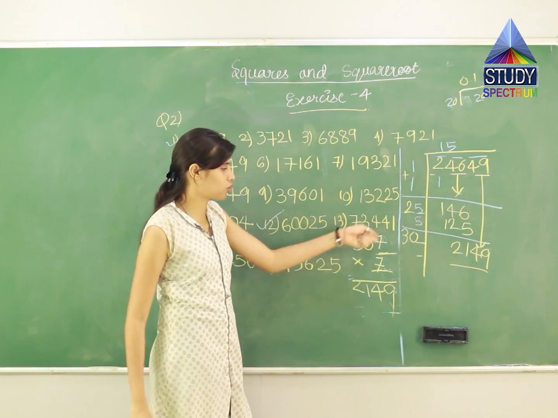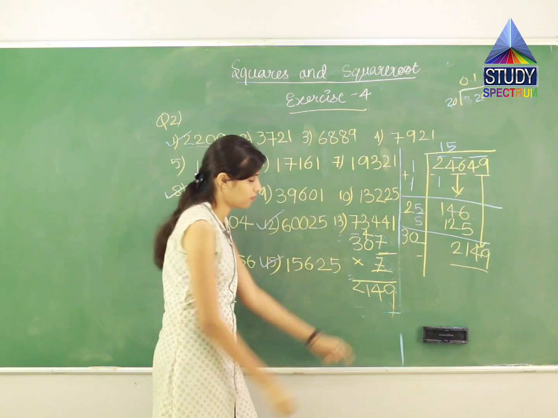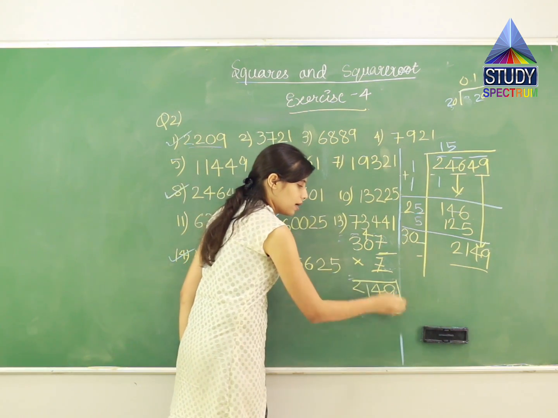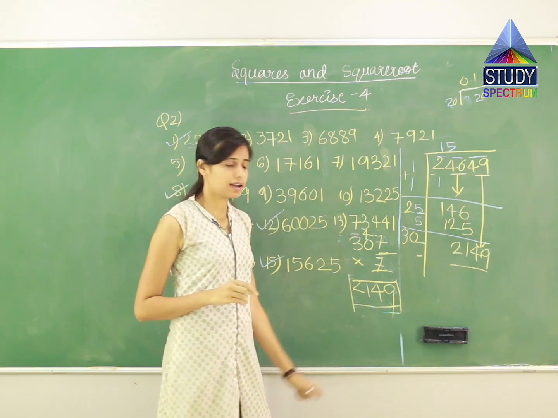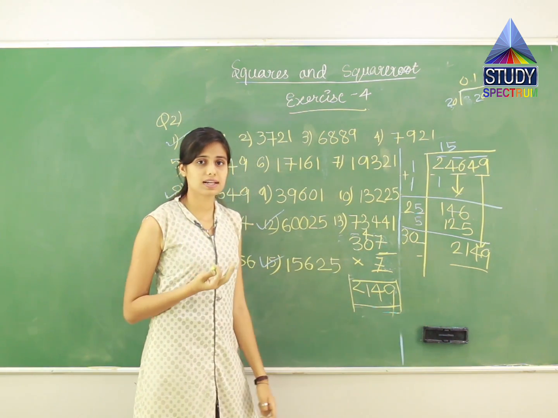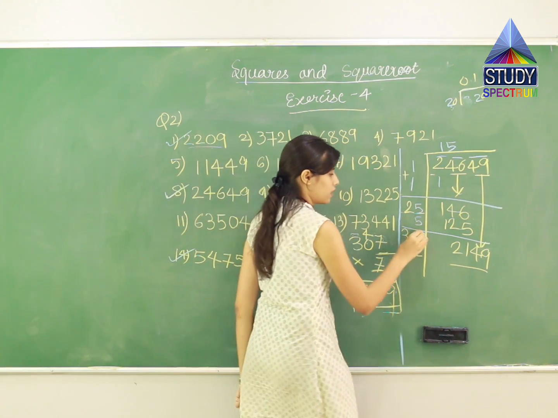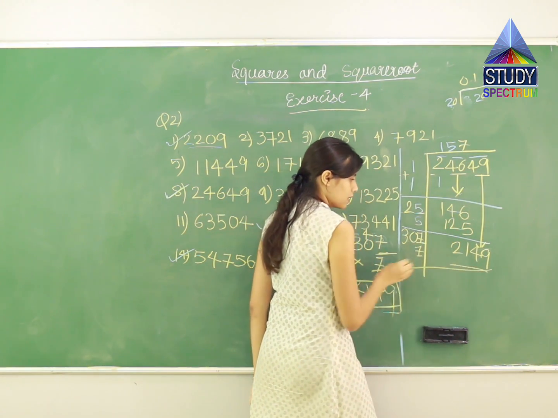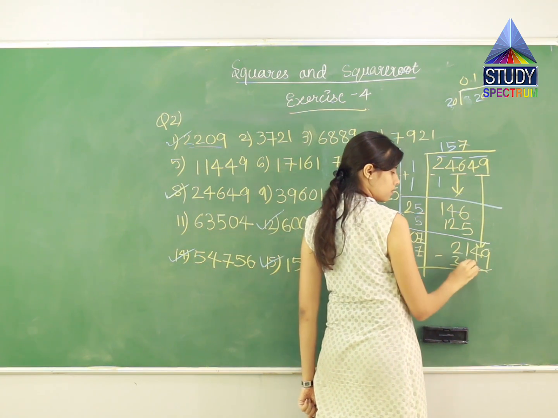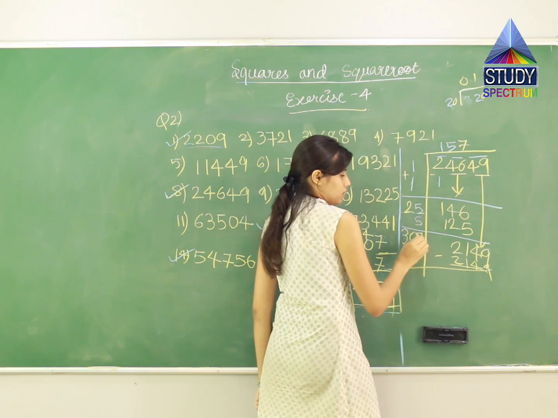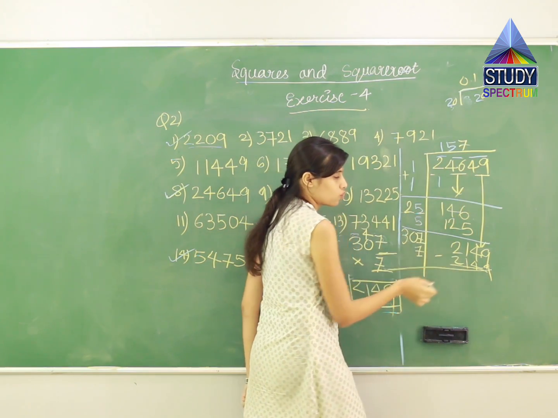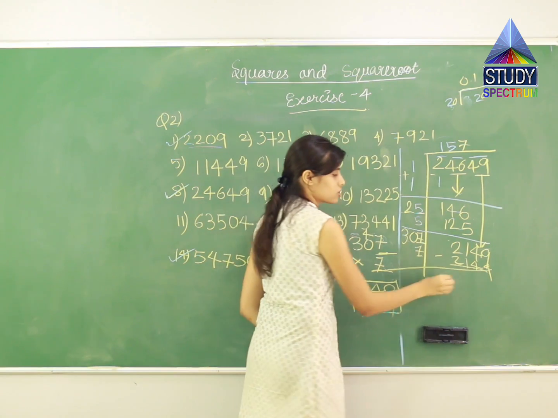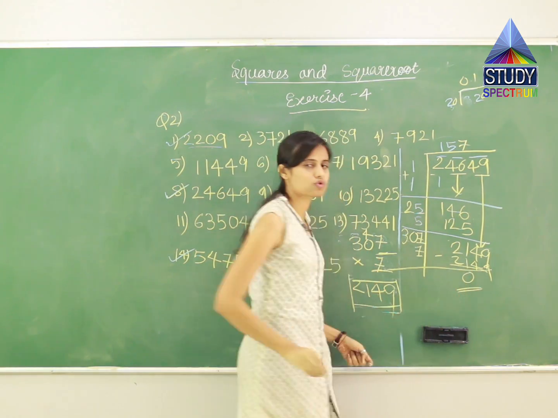7 sevens are 4 and 9. 7 zeros are 0. 0 plus 4, 4. Yes, see 49. Now 7 threes are 21. Means what? The answer is coming. From which number is it coming? From 7. How many times will we write 7? 3 times. 1 over here, 1 over here, 1 over here. And over here what will we write? 307 into 7, which comes to 2149. This is to be subtracted from the number inside the bracket, which comes to 0. So our remainder comes to 0.